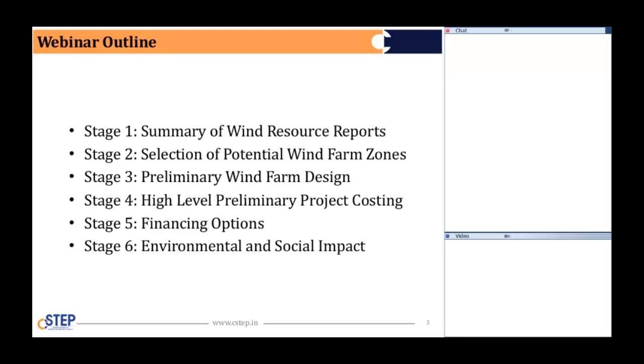In stage 1, we summarized the existing wind resource reports out there in the public domain. Stage 2, we selected potential wind farm zones for future development. In stage 3, we discussed broad techniques of designing a wind farm. Stage 4, high-level analysis of project costing. In stage 5, we discussed briefly the financing options available in the market these days. And in stage 6, we quickly ran over some environmental and social impact issues.